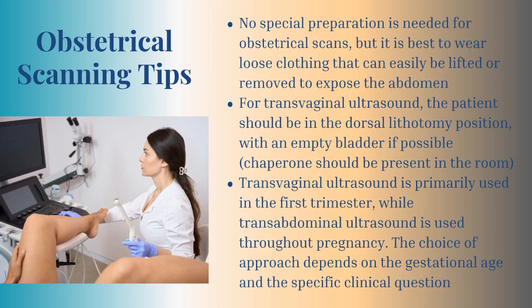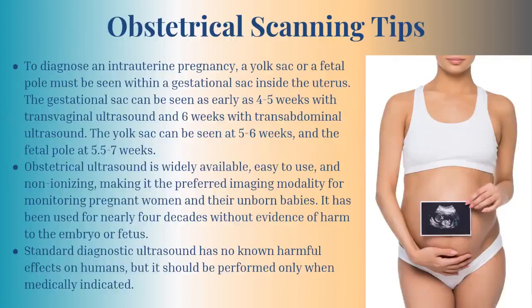Transvaginal ultrasound is primarily used in the first trimester, while transabdominal ultrasound is used throughout pregnancy. The choice of approach depends on the gestational age and the specific clinical question. To diagnose an intrauterine pregnancy, a yolk sac or a fetal pole must be seen within a gestational sac inside the uterus. The gestational sac can be seen as early as 4 to 5 weeks with transvaginal ultrasound and 6 weeks with transabdominal ultrasound. The yolk sac can be seen at 5 to 6 weeks and the fetal pole at 5.5 to 7 weeks.